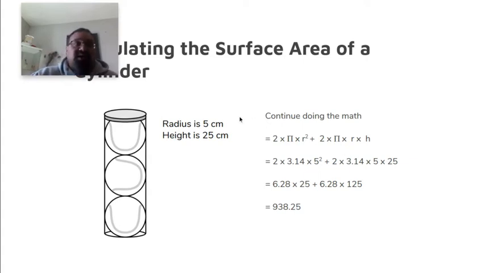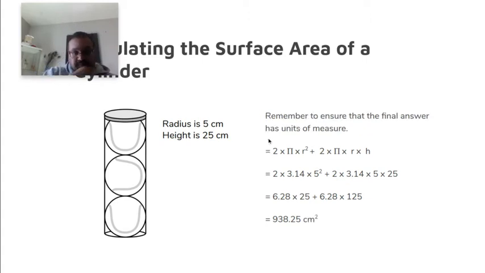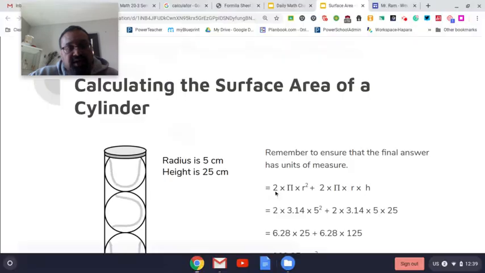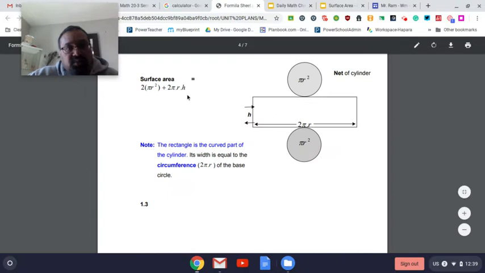As always, the final step in any surface area problem, or any problem that we do in math, is making sure that we are using the correct units of measure. And this one is centimeters squared because centimeters are multiplied together to get this. As before, make sure that you are confirming that you're using the proper formula for the cylinder. And this is why we do it.